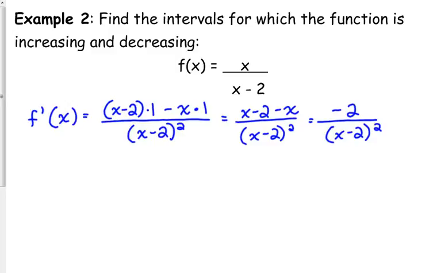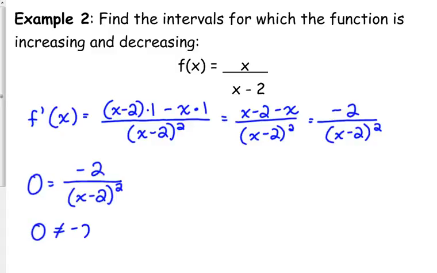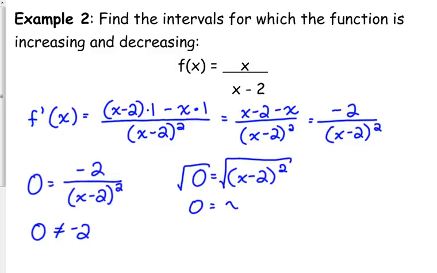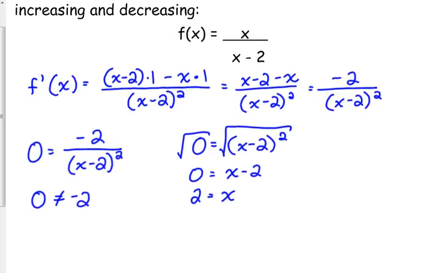Got to find our critical points. That's where the derivative is equal to 0. Well, this derivative will not equal 0 because, remember, for a fraction to equal 0, the numerator has to equal 0, and 0 does not equal negative 2. So we don't get a critical number from that, but remember we also get critical numbers from where the derivative is undefined. Well, that happens where the denominator is equal to 0. So if we take the square root, the square root of 0 is 0, add 2. So 2 here is a critical point for us.